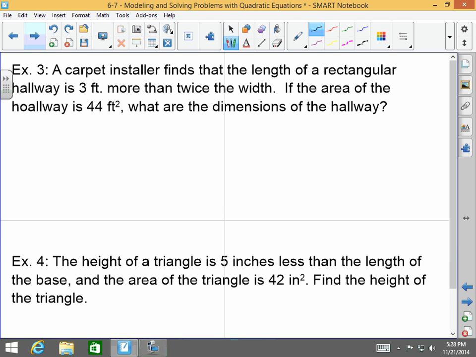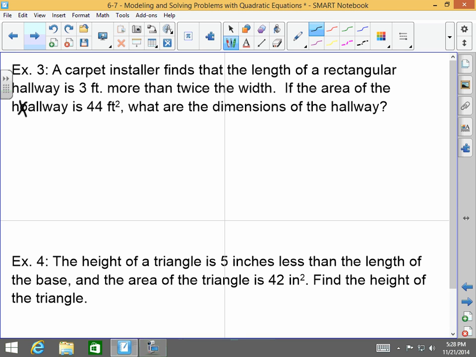A carpet installer finds that the length of the rectangular hallway is 3 more than twice the width. If the area of the hallway, sorry about that, there's a little typo there too. If the area of the hallway is 44 square feet, what are the dimensions of the hallway?